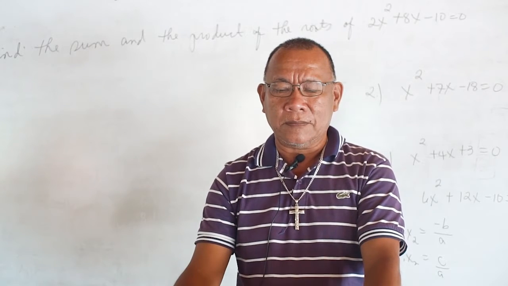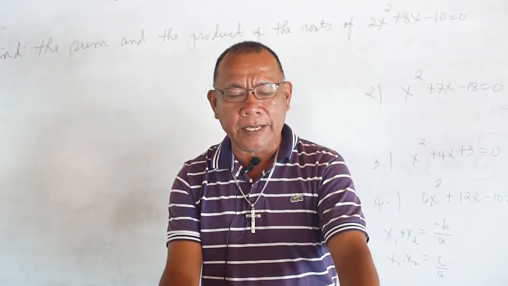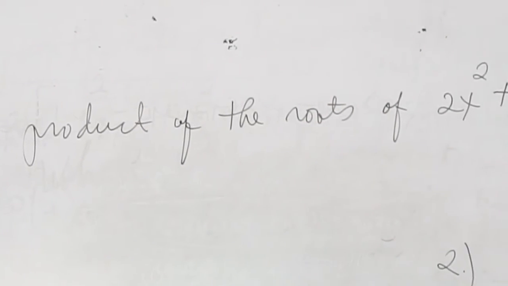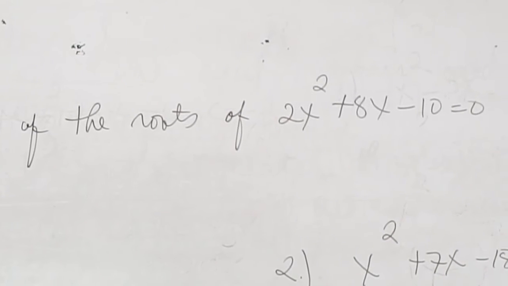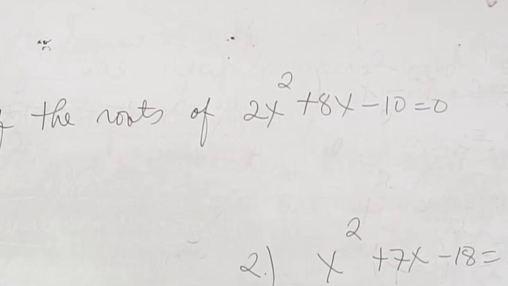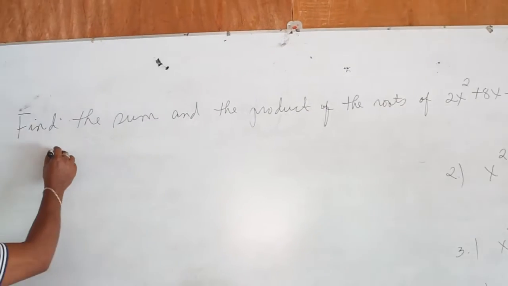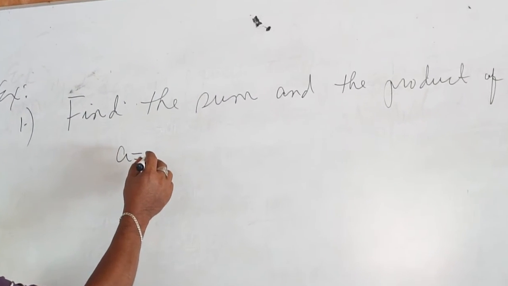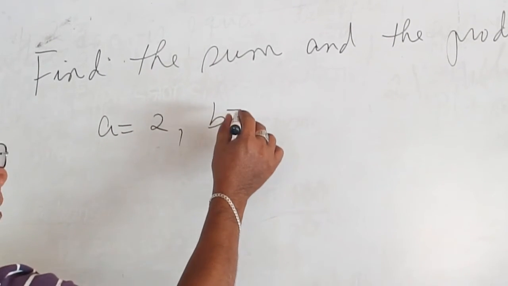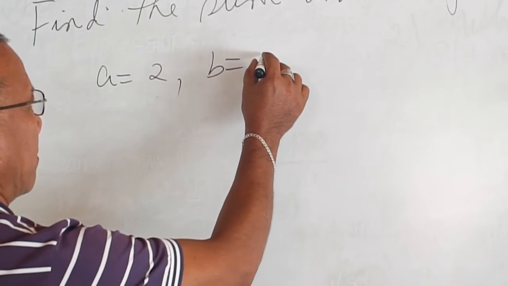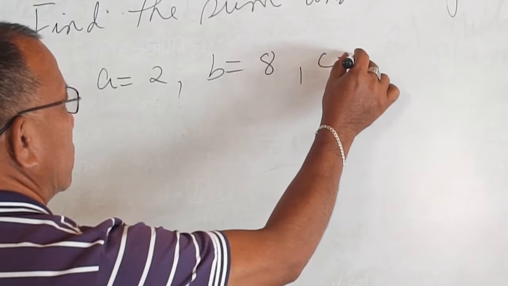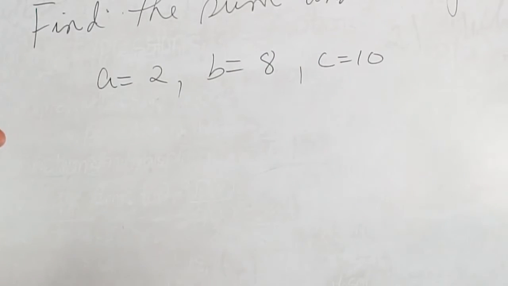These are the roots. So let us now find the sum and the product of the roots of 2x squared plus 8x minus 10. Then we have the value of a is equal to 2, the value of b is equal to positive 8, and the value of c is equal to negative 10.